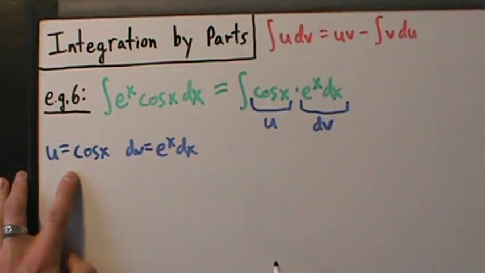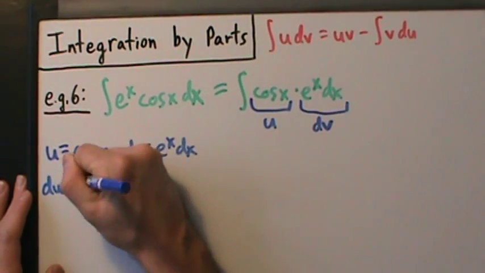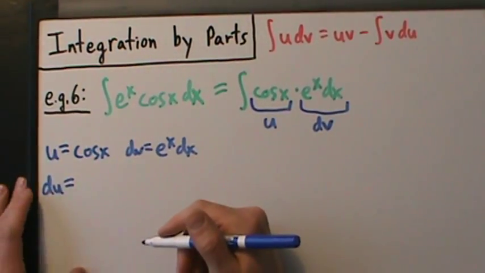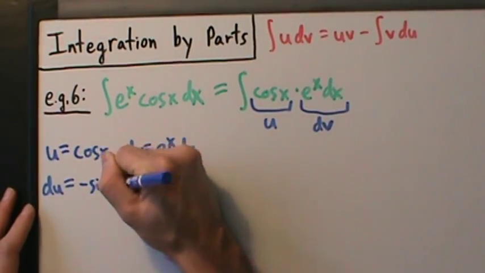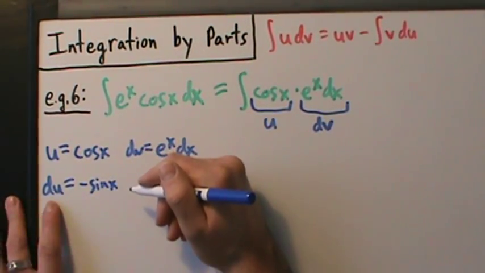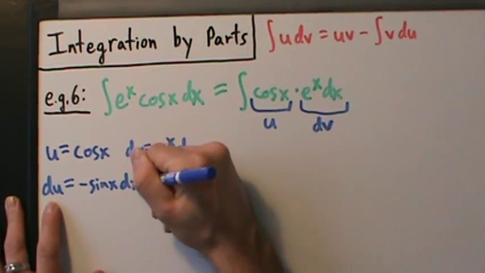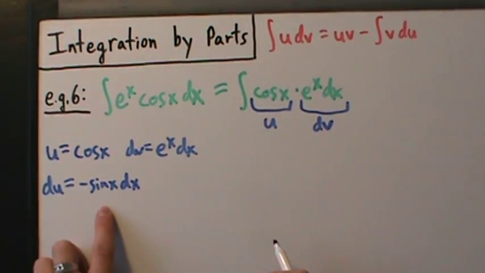So if u is cosine of x, what's du? Remember, du is just the derivative of u with the dx on it. So the derivative of cosine of x is negative sine of x. Okay, and then since it's du, we have to have a dx on it. So du is negative sine of x dx.